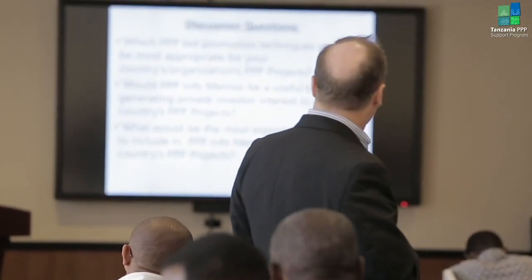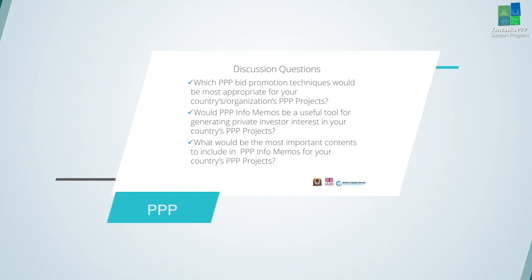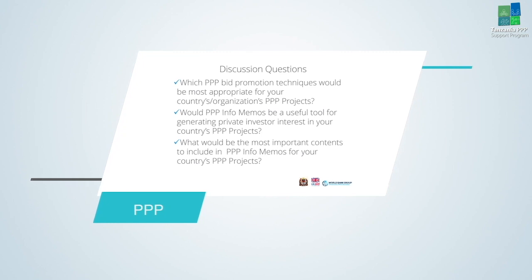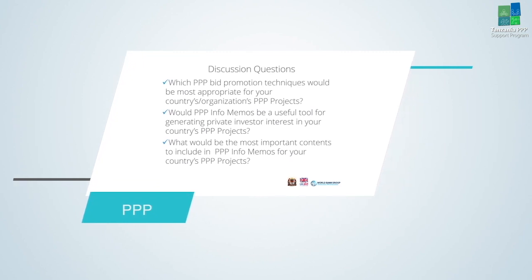So, some discussion questions here. Which PPP bid promotion techniques do you think would be most appropriate for your projects and your organization? It depends on which kind of project you are doing. So it may be newspapers. You can use that to promote the bids. Or it also may be journals, or even trade fairs and exhibitions. Okay. All those ways you can do it.